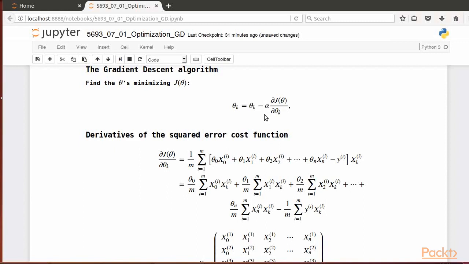Intuitively, this iterative process for updating the thetas will converge when the gradient or the derivative of the squared error cost function j reaches a local minimum, where the derivative of j will be 0 and the thetas do not change anymore. We can see how the derivative of the cost function j is found.